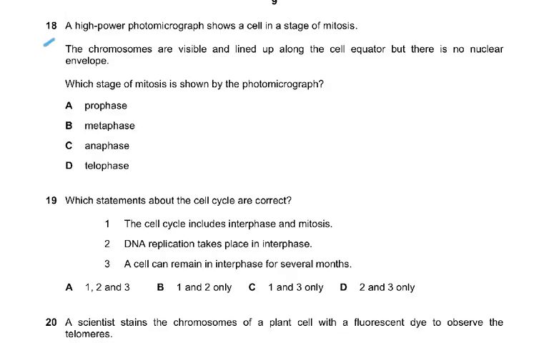Question number 18, a high power photomicrograph shows a cell in a stage of mitosis. The chromosomes are visible and lined up along the cell equator. Middle, metaphase, but there is no nuclear envelope. So the answer is metaphase. Which stage of mitosis is shown by the photomicrograph?